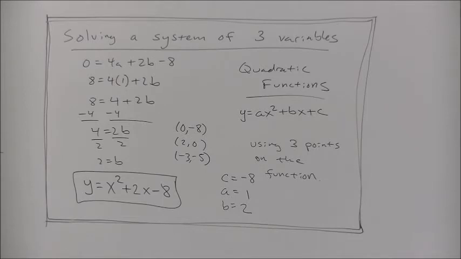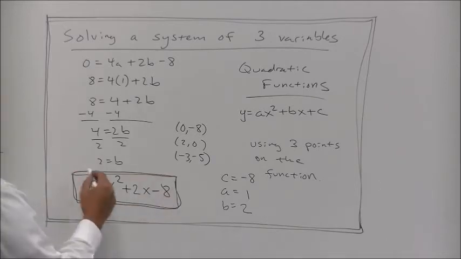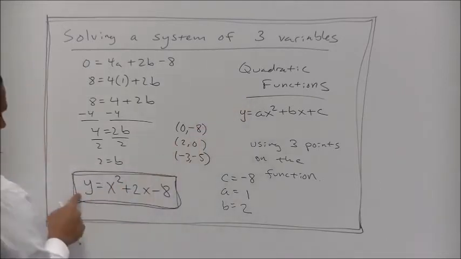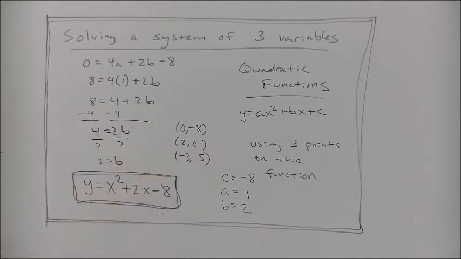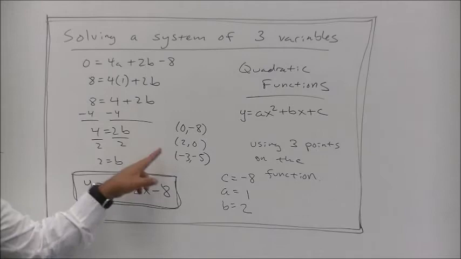This is your main answer. We found the quadratic function that all 3 of these points are on the parabola of this function. Does that make sense? If you graph this function, you get a parabola, and these 3 points are on the parabola.